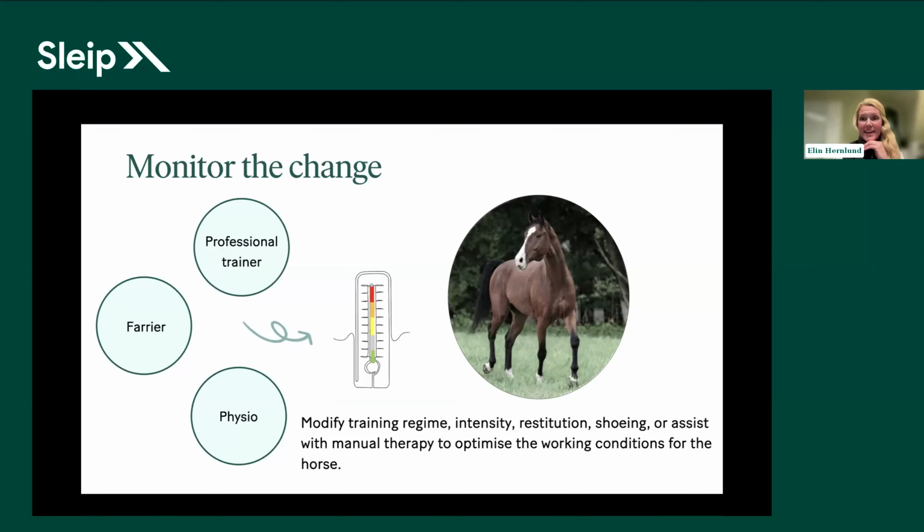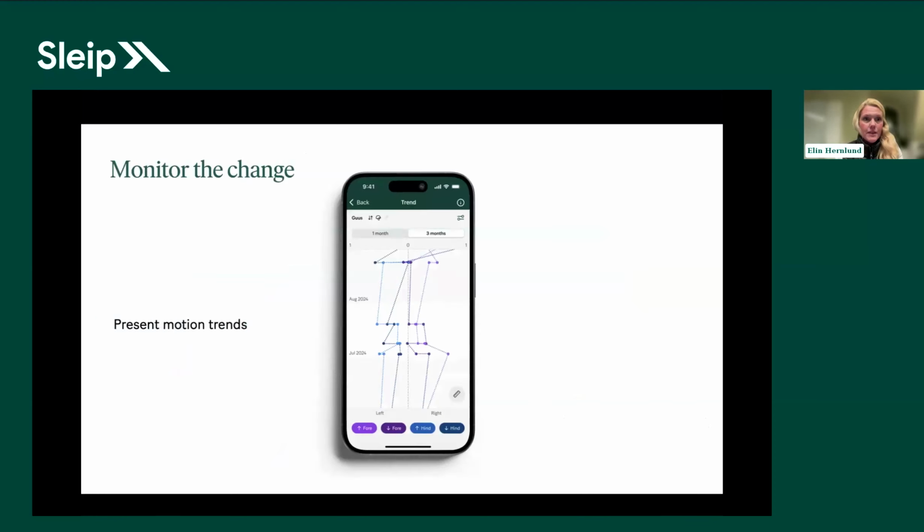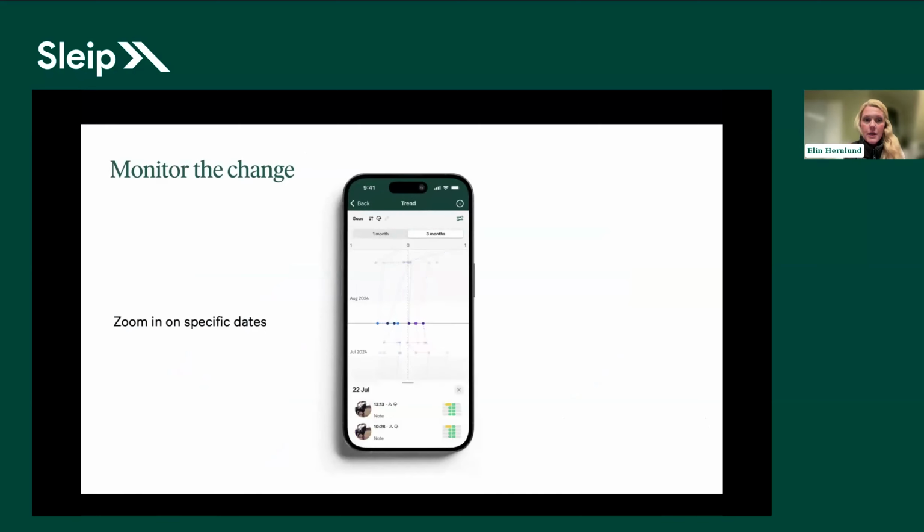But of course, if the horse has higher levels of asymmetry, that's a horse where you'd rather get your light on and say, this is a horse I need to refer to a health professional. So with Sleip, you'll soon be able to see these types of trend presentations of the data, making it easier to follow a horse over time, and also zooming in to the specific dates of recordings to see how these motion changes happen over time.